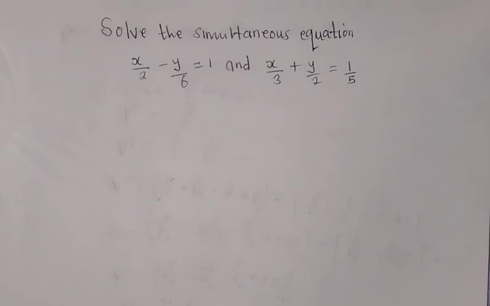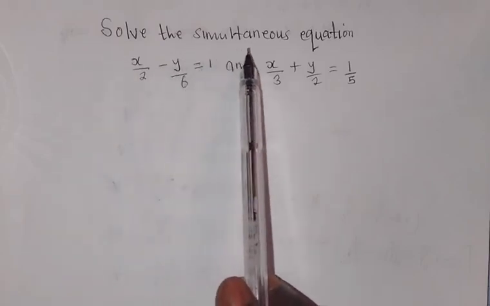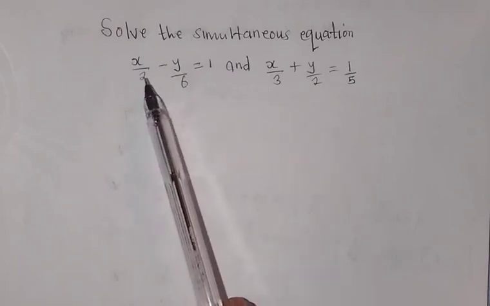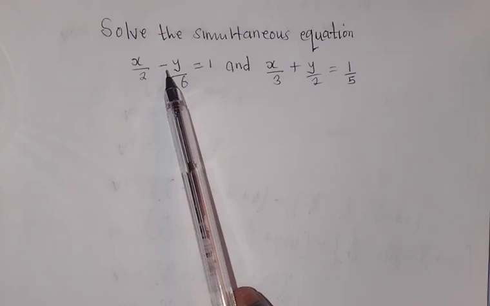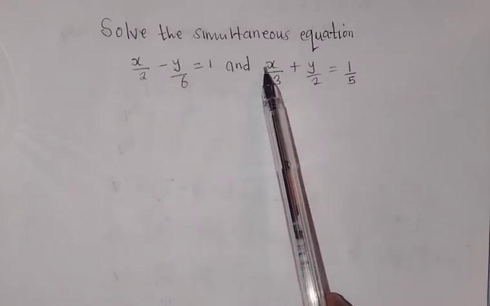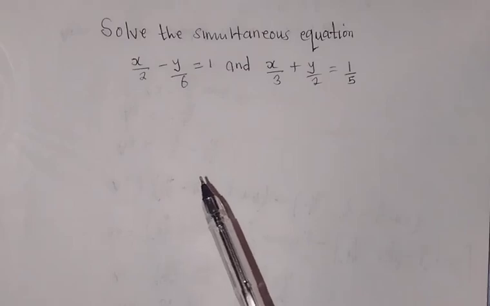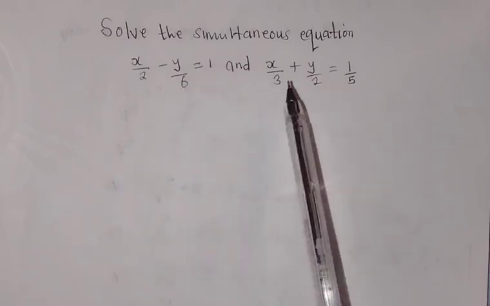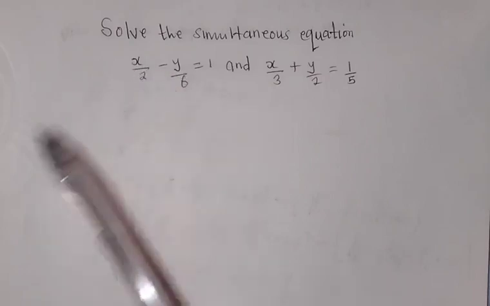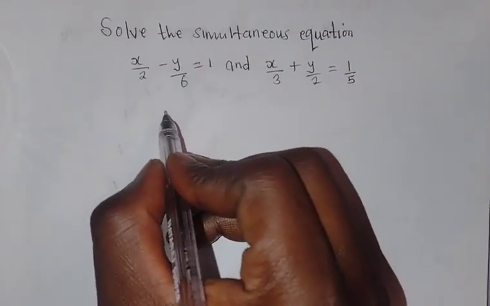So in this presentation, I want us to answer this question right here. The question reads, solve the simultaneous equation. Here we have these two systems of equations. We have x divided by 2 minus y divided by 6 is equal to 1, and x divided by 3 plus y divided by 2 is equal to 1 over 5. So we need to solve these two systems of equations simultaneously by finding the value of x and the value of y. So first thing, we are going to rewrite our equations.